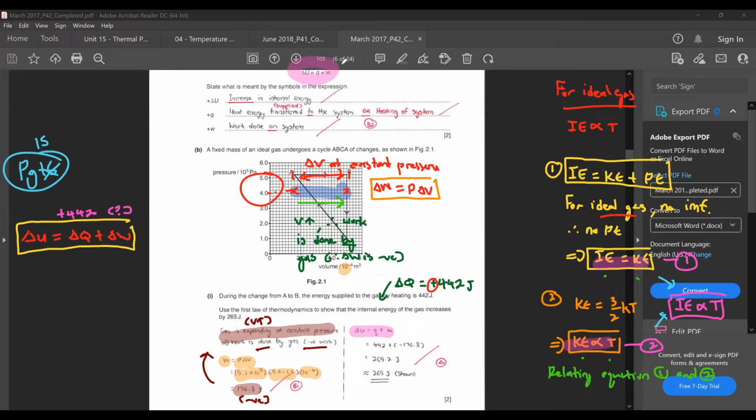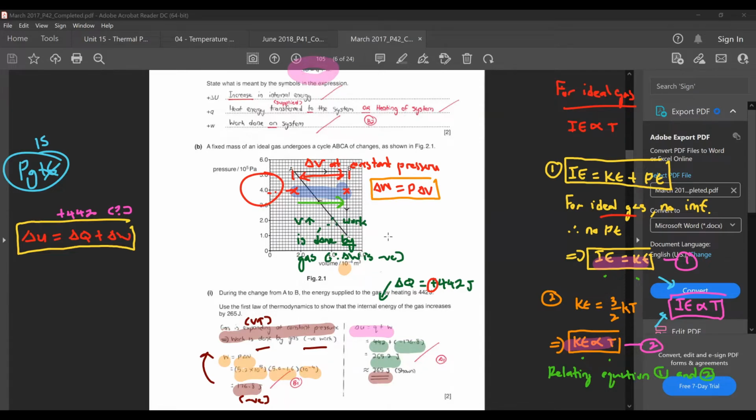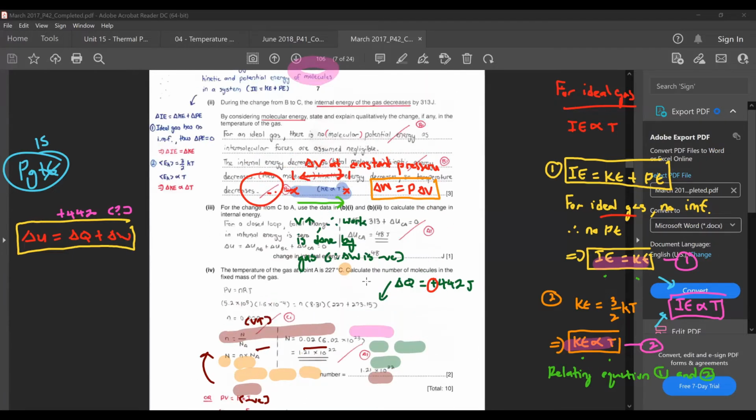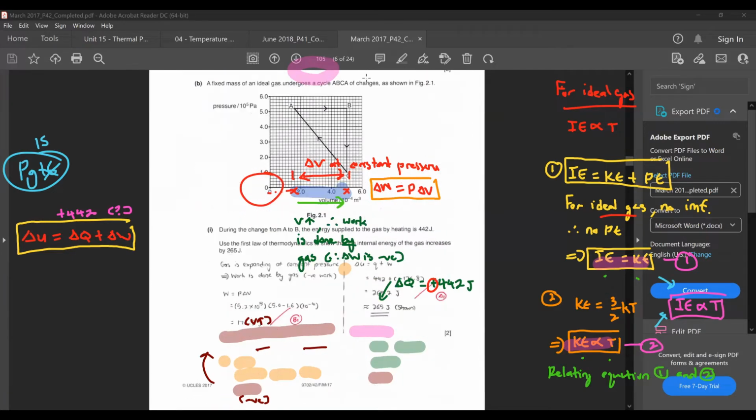I mentioned to you that heating will be positive, 442. Your work done will be negative, so it's negative 176.8. You add those two together, you're going to get 265.2 joules. Round it up, you will get 265 joules. So this is how you do this question. Be careful about your positive and negative when it comes to work done. If this is okay, then let's look at the next part.